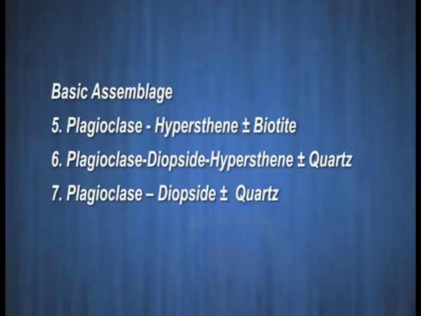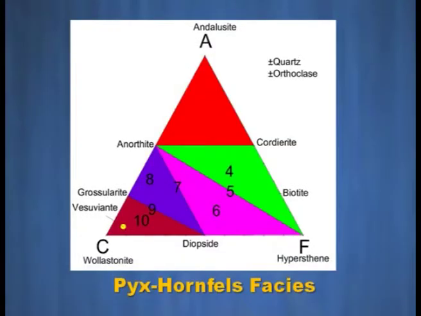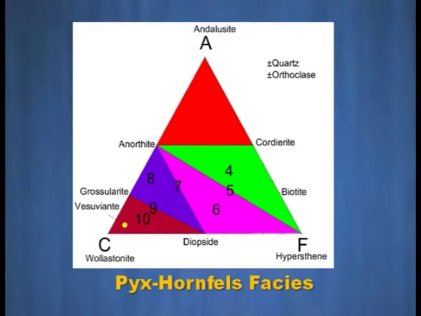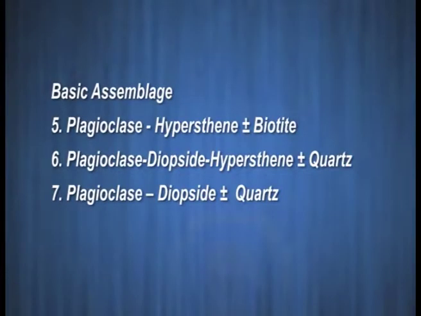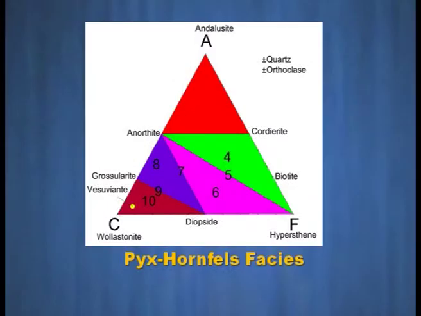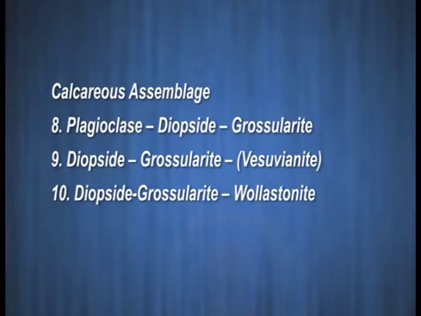The basic assemblages are mainly plagioclase, hypersthene plus or minus biotite. Next important assemblage is your plagioclase, diopside, hypersthene plus or minus quartz. Next is your plagioclase, diopside, quartz. The important calcareous assemblages are plagioclase, diopside, grossularite; diopside, grossularite, vesuvianite; and next important is your diopside, grossularite, wollastonite.